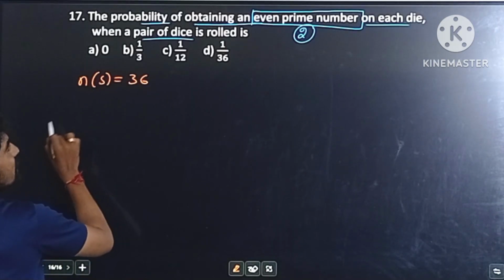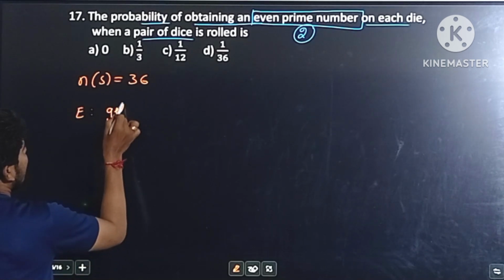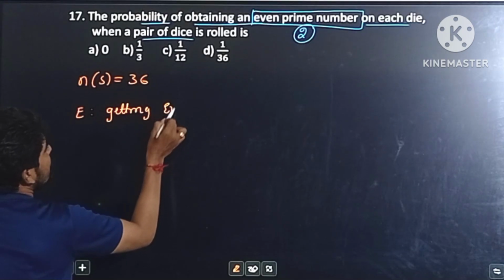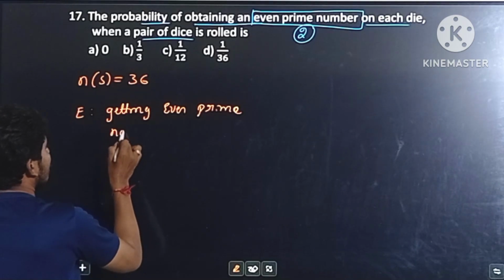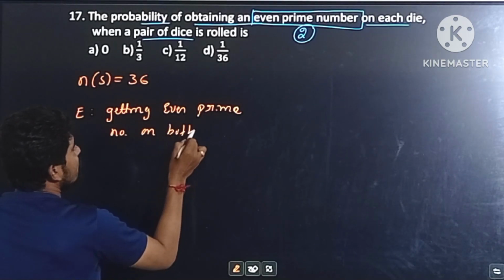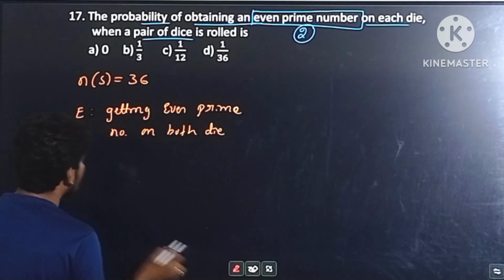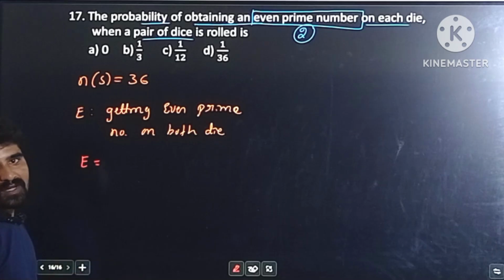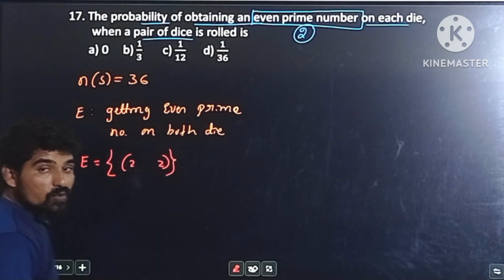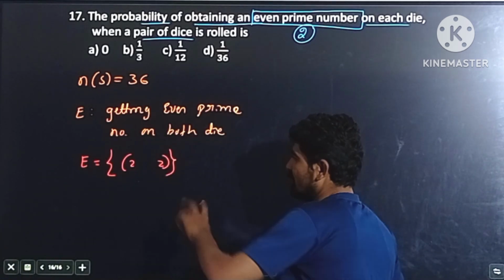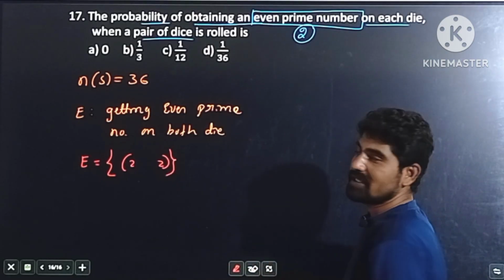And here we need to calculate the probability of the event, let's say E. E is the event of getting an even prime number on both dice, in the sense of the first die as well as the second die. And we know that the only outcome involving an even prime number on the first as well as the second die is (2, 2) when a pair of dice is rolled.